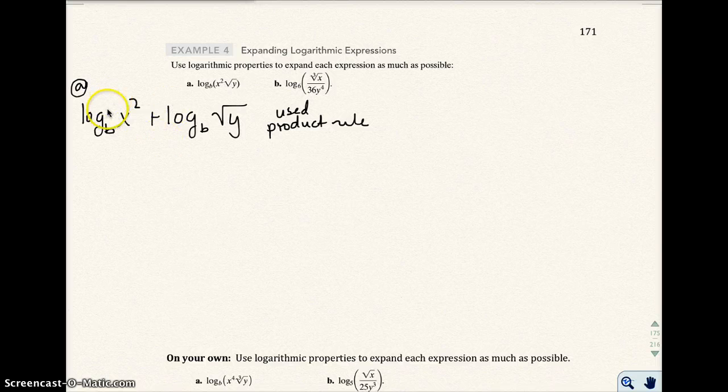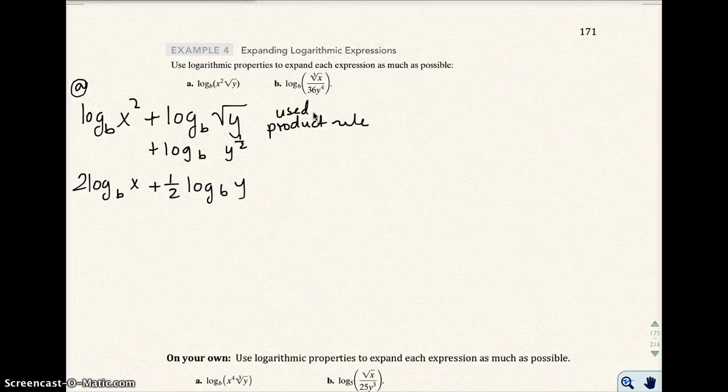Now within here I can use the power rule and bring the 2 out to the front. So I have 2 log base b of x, and here, the square root of y is the same thing as y to the 1/2. So now I can bring the 1/2 out to the front, and I get plus 1/2 log base b of y. Some students will rewrite this as log base b of y to the 1/2.